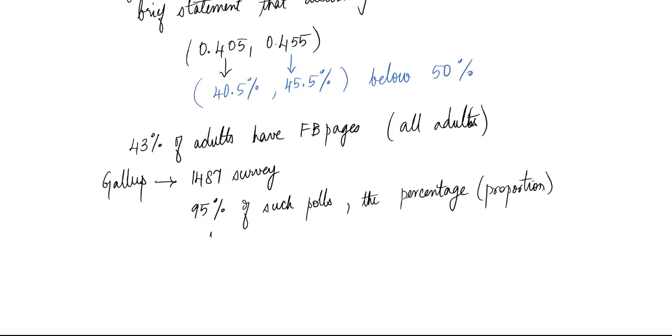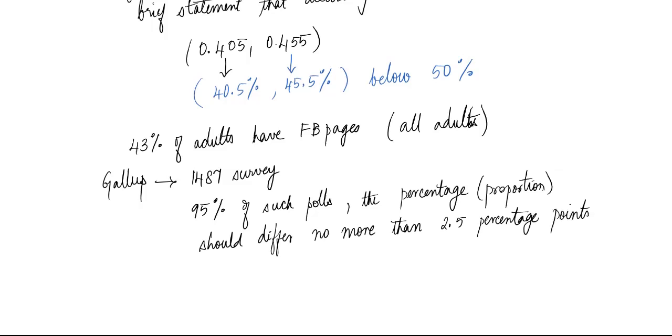Should differ no more than. When you say differ, remember the margin of error. So you don't use the technical language when you provide a summary. You're not saying the margin of error should be, but you are saying that it should differ no more than 2.5 percentage points. Where did we get this number from? That comes from your margin of error.